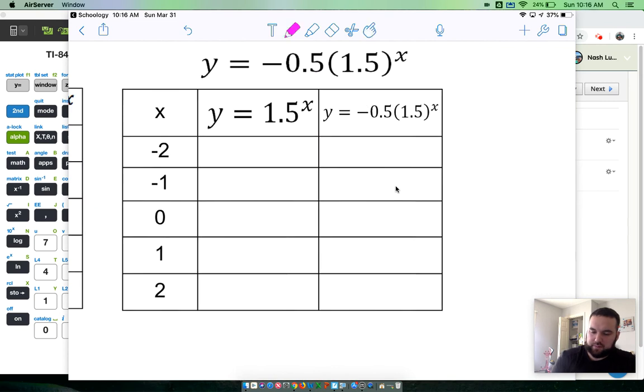Here, my parent function is just 1.5 to the power of x. Again, I can type these things into my calculator. Oh, wait. Sorry, these are wrong. These should be here, because we know anything to the 0 power is 1. And then this is 0.6 repeating. And this is 0.4 repeating.